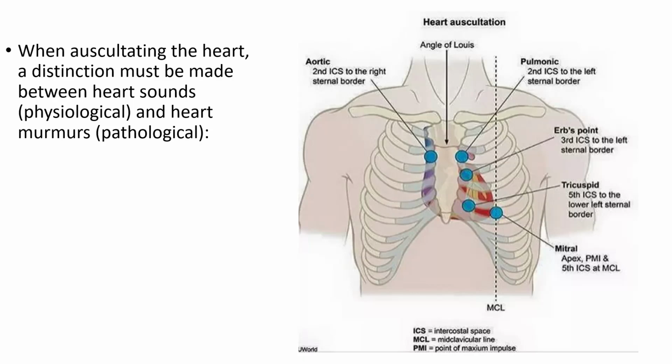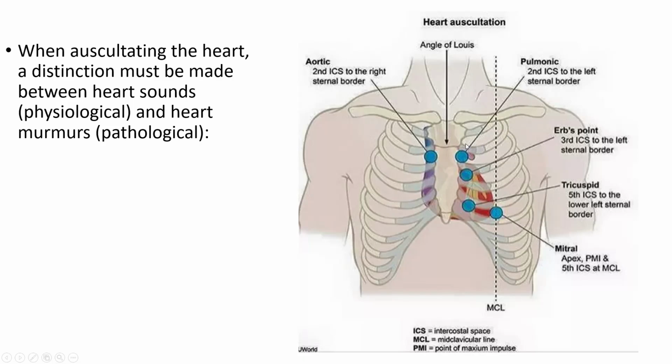When auscultating the heart, a distinction must be made between heart sounds, physiological, and heart murmurs, pathological. Here we have the sternum, and behind the sternum we have the heart. Here we have the auscultation points. Starting always with the first point, the apex in the fifth intercostal space, locating the mitral, to the midclavicular line, then the aortic is in the second intercostal space to the right border of the sternum.